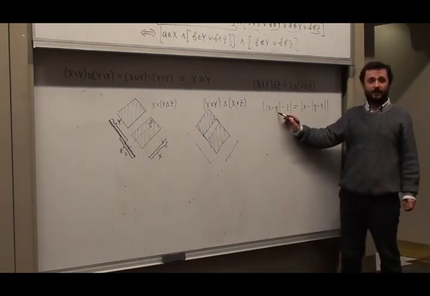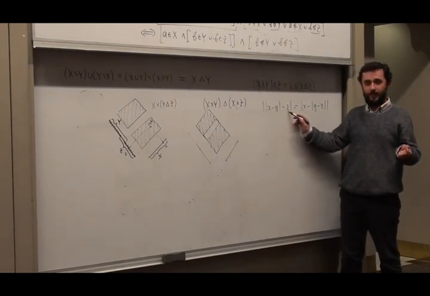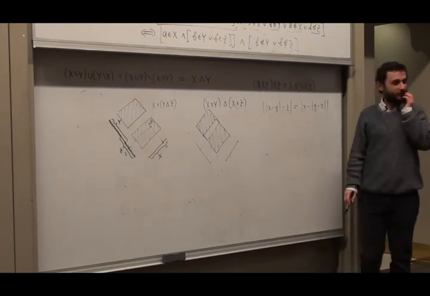This is the distance between X and Y. You measure the distance, and then you take the distance between that number and Z. It's a bit weird thing to do, right? So, would it be the same?